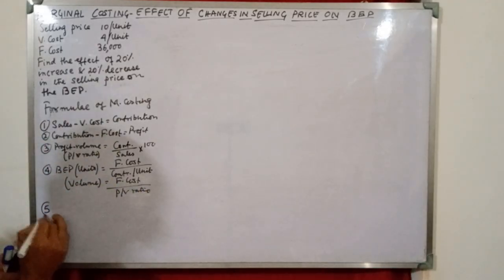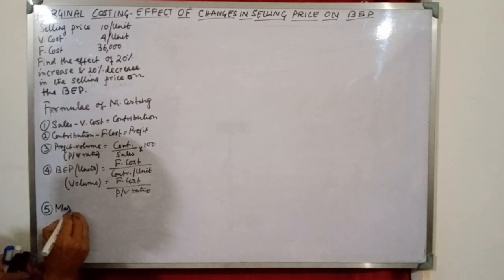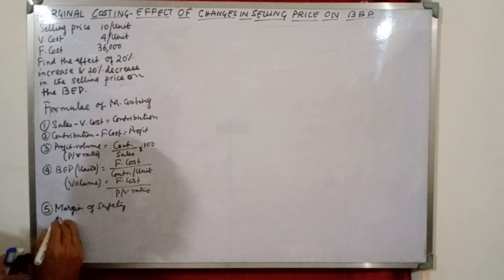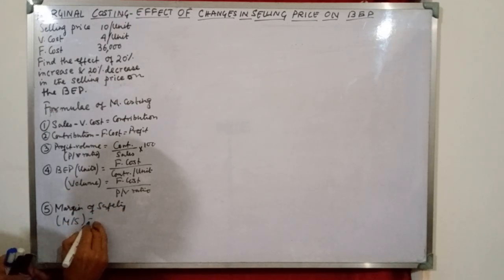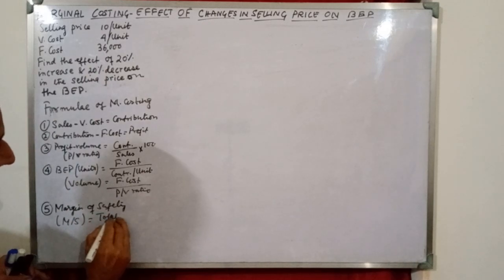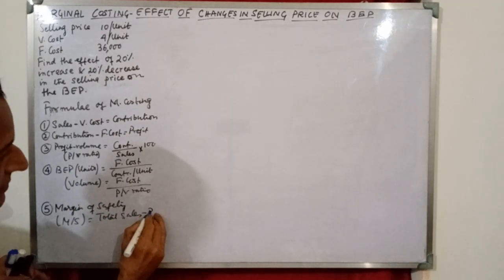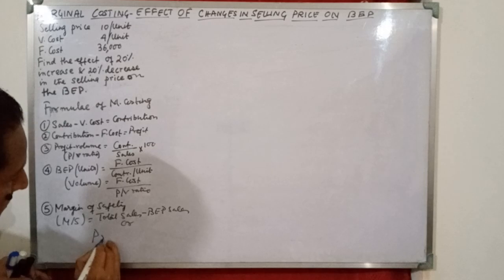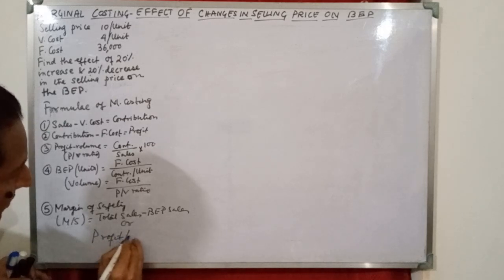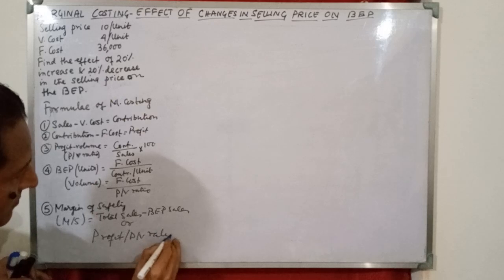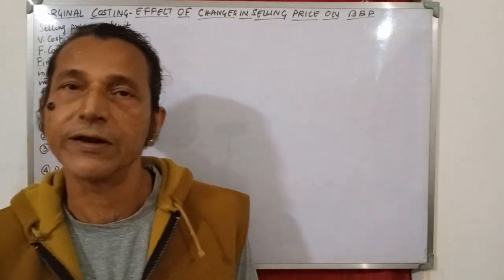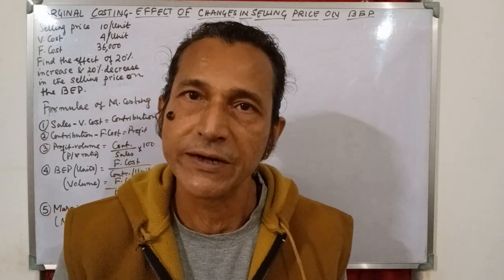And number 5, margin of safety or MS is equal to total sales minus BEP sales, or profit over PV ratio. So these are the formulae used in marginal costing technique for different management decision making.